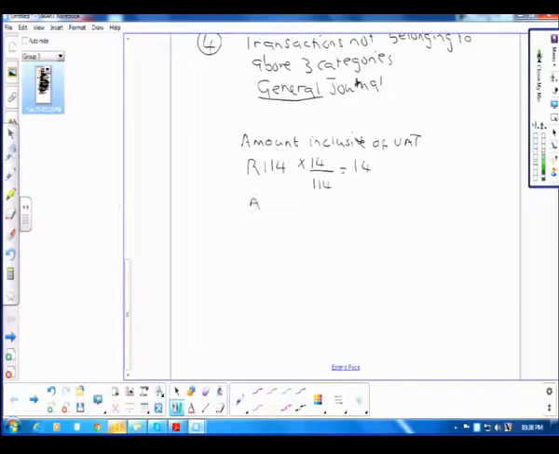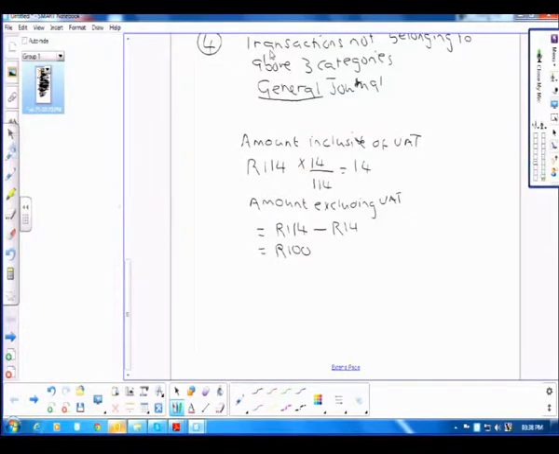All right, so your amount excluding VAT will be equal to the amount inclusive of VAT minus the VAT amount. So this gives you 100. All right, so that's how you work out the amounts.